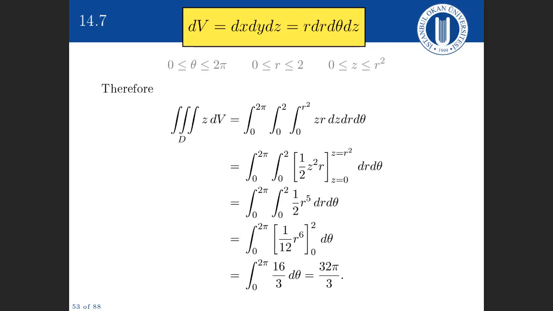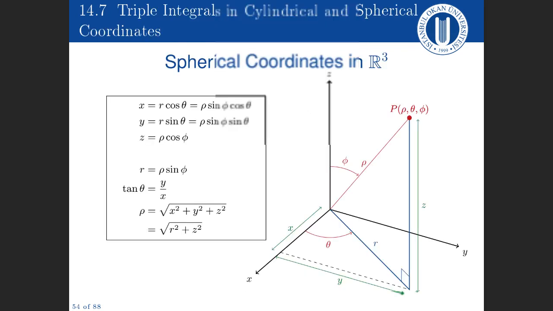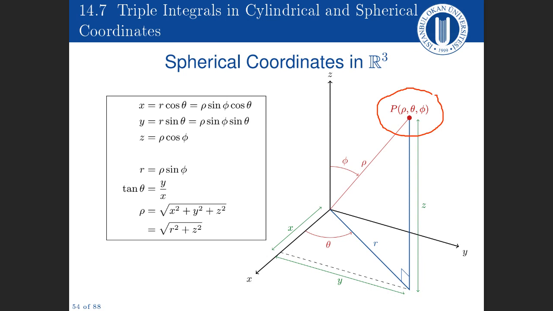There's another type of polar coordinates that we can use in 3 dimensions. We could use spherical coordinates. And the idea is this. We're going to describe the position of a point P using 3 numbers, rho, theta, and phi. Rho, which we could think of as the Greek letter R, is the distance between this point and the origin.